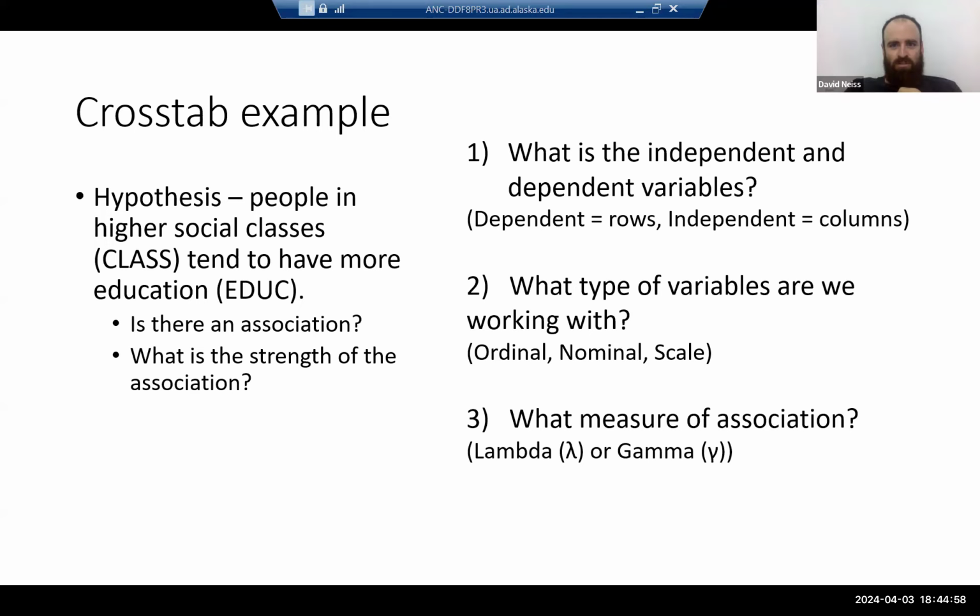Yeah, I mean, just thinking of it as social classes is going to run us into problems for one. Unless, so I want rows to be your classes, and then education to be your independent. Because what I'm trying to say is, does your social class influence... No, the other way, yeah. People in higher social classes tend to have more education. So if you have more education, you're going to have a higher social class.